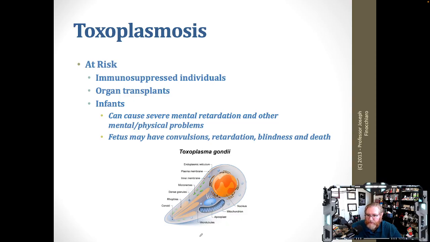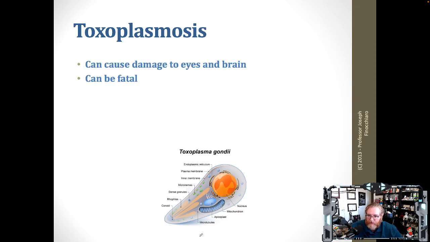This can cause severe mental retardation and other mental and physical problems. The fetus may have convulsions, retardation, blindness, and death. Obviously, if it messes with your melon, that causes severe problems. It can cause severe damage to the eyes and brain and can be fatal.